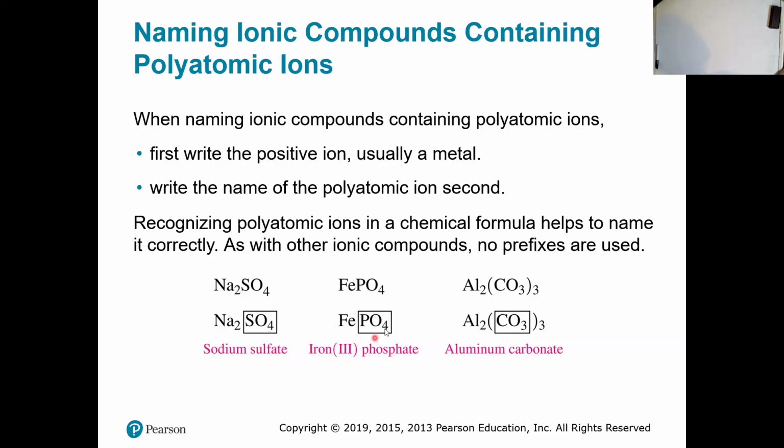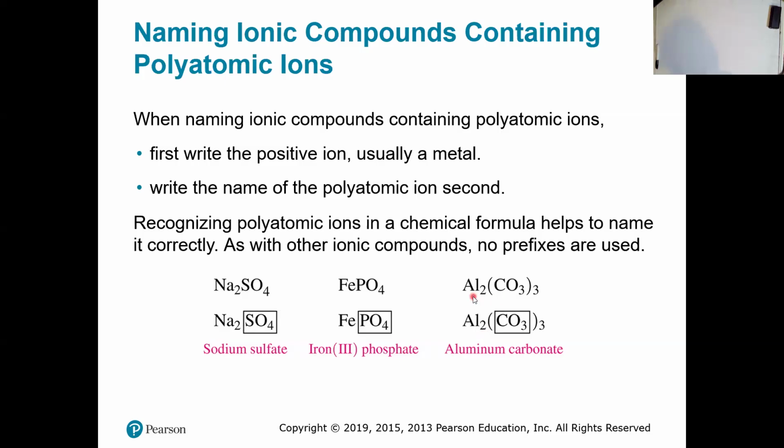We don't change the name of the polyatomic ion at all. We write it exactly as it's called in our table. That's one difference between what we did before and what we're doing now with the polyatomic ions. When we have an element that's part of our ionic compound, our element that's the anion changes the ending of its name. But our polyatomic ion endings, they don't change. They stay as they are.